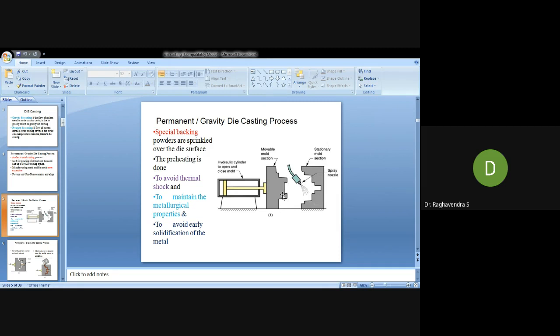So this one will be stationary, this will be fixed. This will be moving because there is a hydraulic cylinder, something like a piston. It will push towards the right side. So it will move, and whatever shape you want, the component or product, it will come out. When this portion is moving, a sufficient amount of molten metal will be poured here, so it will occupy the die here.